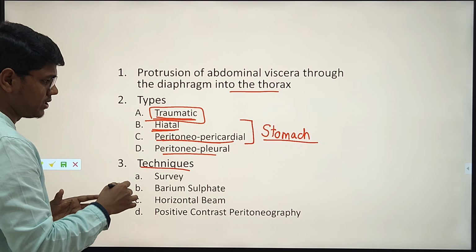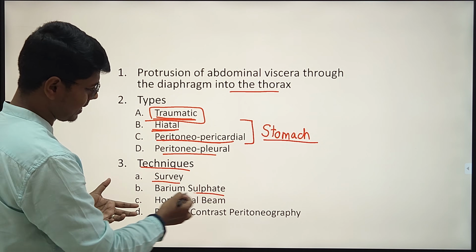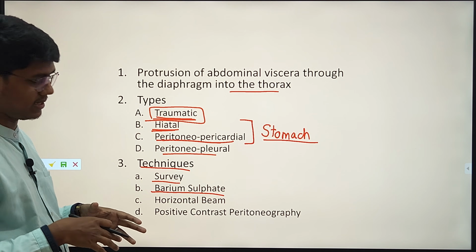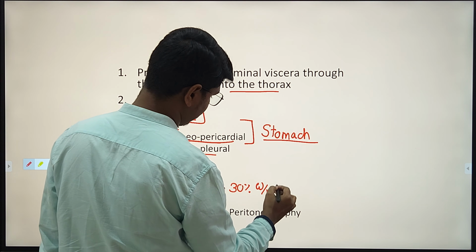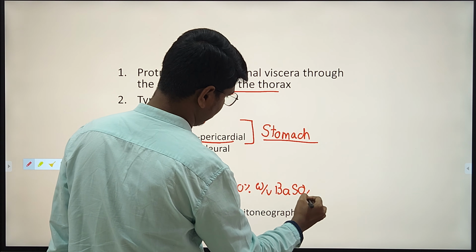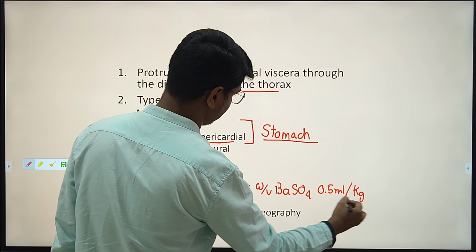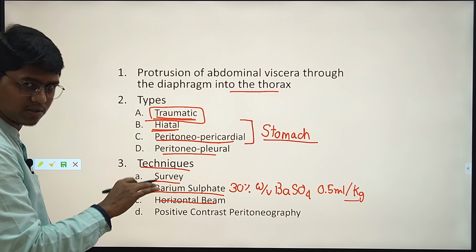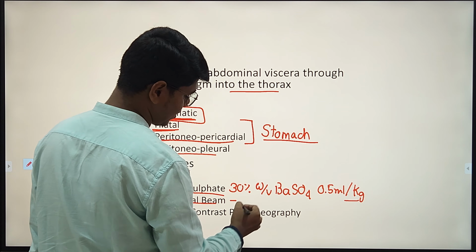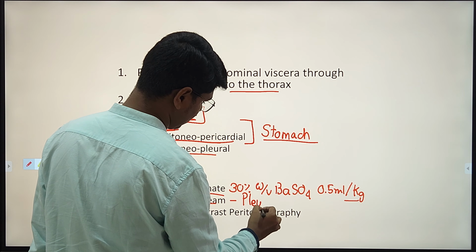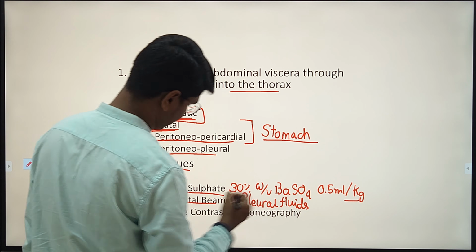Now there are several techniques through which you can diagnose the diaphragmatic hernia. First one is the survey radiograph. Second, you can go for barium sulfate, especially when the stomach is herniated. Here you can give 30% weight by volume barium sulfate at a dose rate of 0.5 ml per kg. Now horizontal beam, we will see some radiographs also. Horizontal beam radiography can help diagnose, especially when there are pleural fluids. When it contains pleural fluids, the horizontal beam radiography is very helpful.